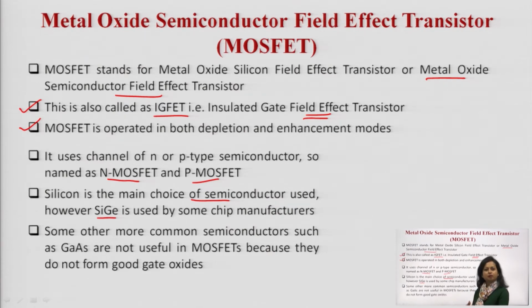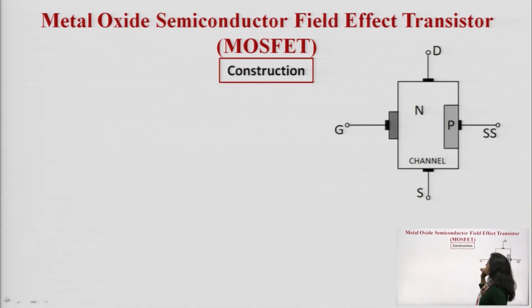You have studied the other types of semiconductors also. You have studied the elementary semiconductor, you have studied the compound semiconductor. There is one semiconductor, gallium arsenide, which is commonly used in the formation of other devices, but this is not the preferable one in the case of the MOSFET, because they do not form good gate oxides. They don't form good gate oxides, which means it doesn't provide good insulation between the gate and the body. That is why this particular semiconductor material is not the preferred one.